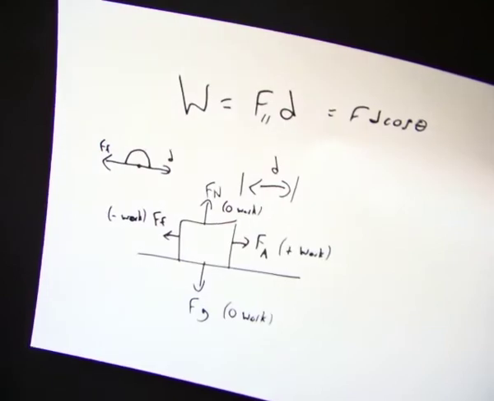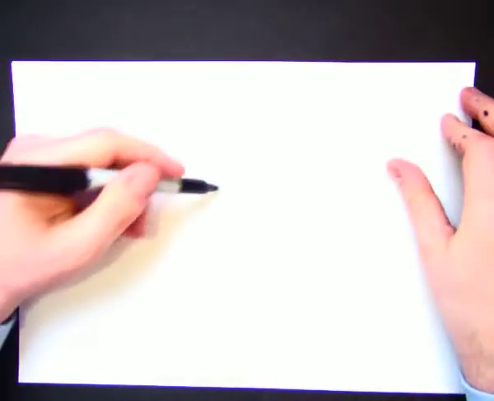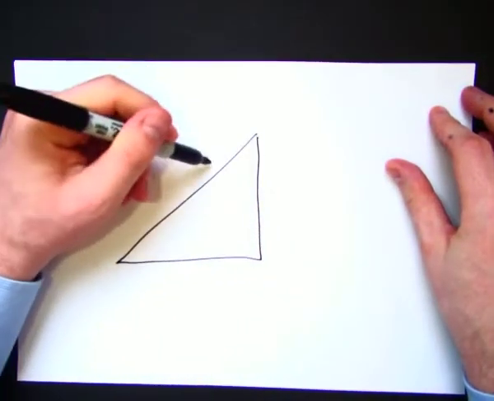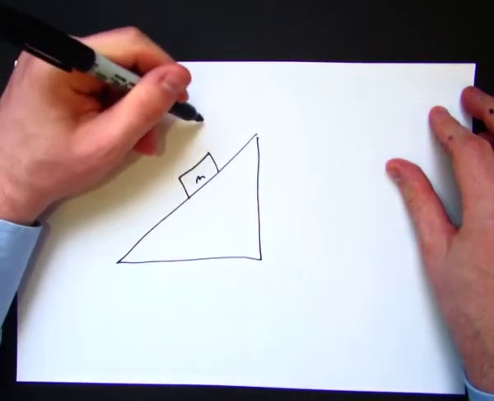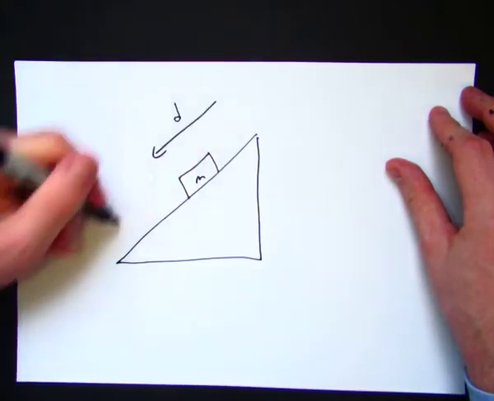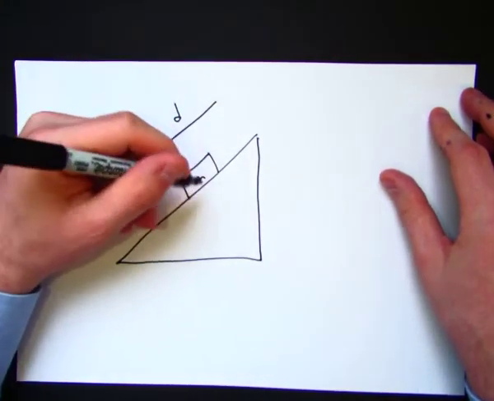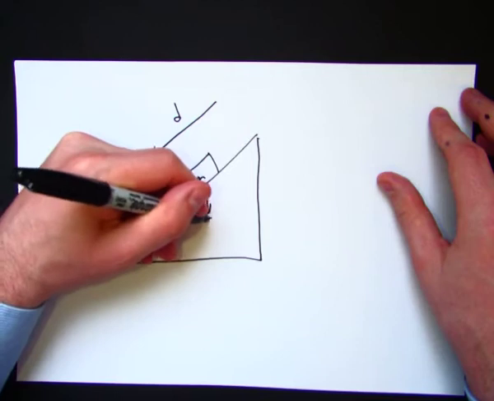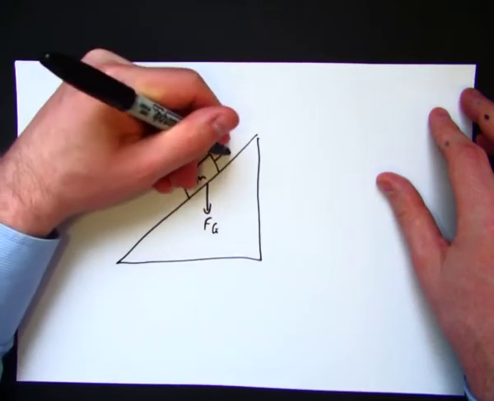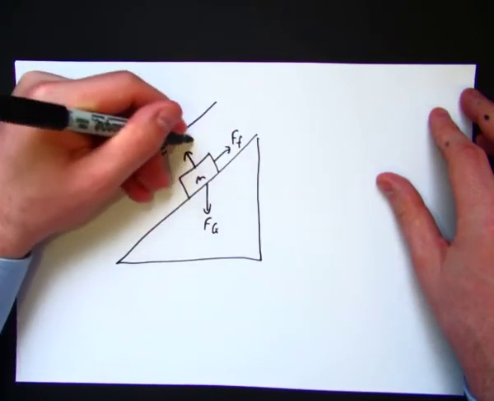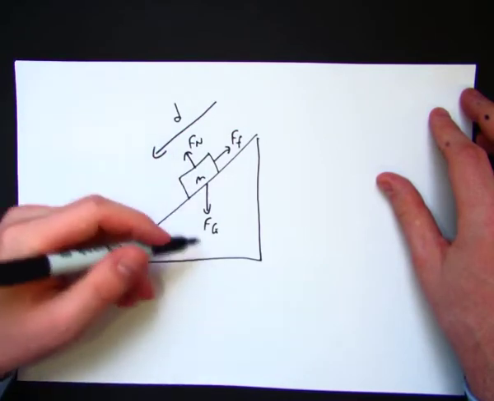You can apply this to many scenarios. You can apply this to inclined planes. An inclined plane example would be, well, if I drew my inclined plane here, had a little mass. Let's suppose that this object moves with some displacement down the ramp. Okay, what forces are acting on it? Well, there's going to be a force of gravity. There's going to be a force of friction. And there's going to be a force normal. Now, of these forces, what does work?